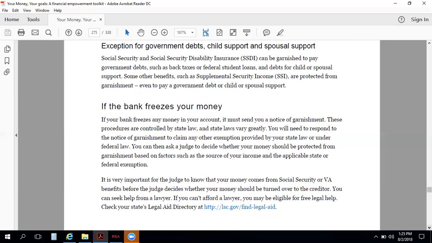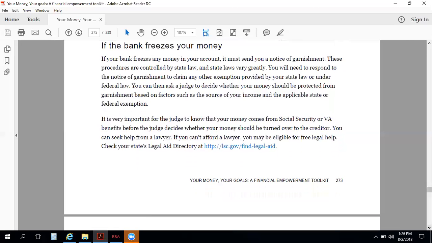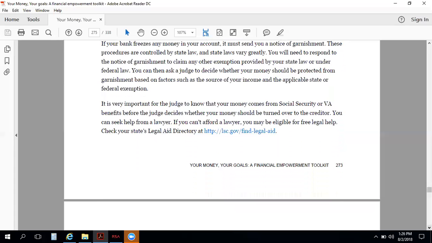The exception to this is that if somebody's on SSDI, it can be garnished to pay debts, such as back taxes, federal loans, and child and spousal support. We talked about that in one of the last webinars. But again, if it's Social Security retirement or SSI or VA benefits, there are protections, and a client should consult their local legal aid agency if they run into any issues with the bank freezing that money incorrectly. There's a link here that a client can click on if they're using the electronic version of this to find the local legal aid agency in their area.